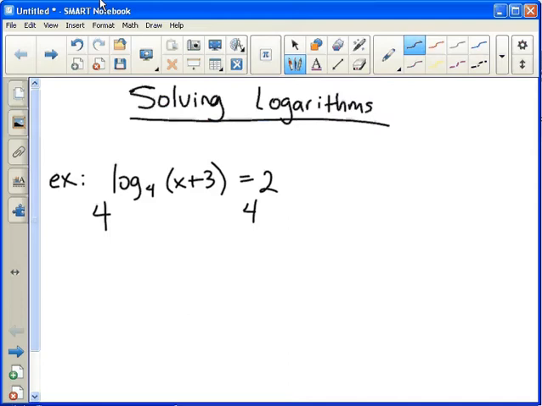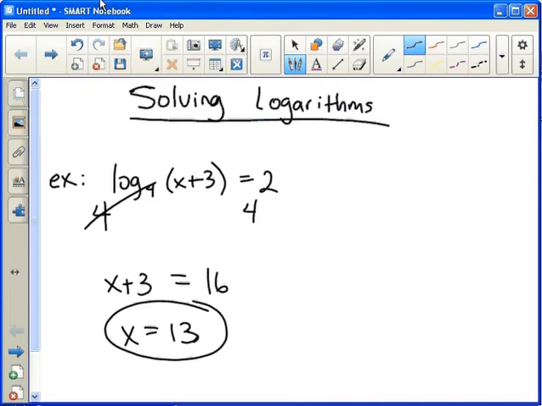So 4 raised to the log base 4 of x plus 3 equals 4 raised to the second power. So the 4 and the log base 4 cancel out, leaving just x plus 3. And 4 squared, or 4 to the second power, is 16. So then we just subtract 3 from both sides, and we get 13.